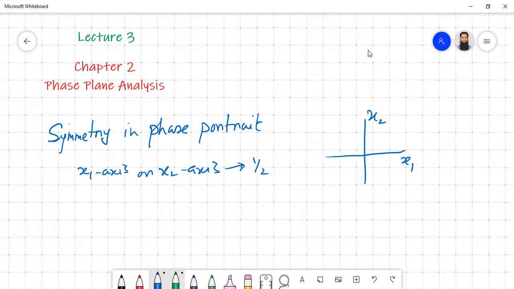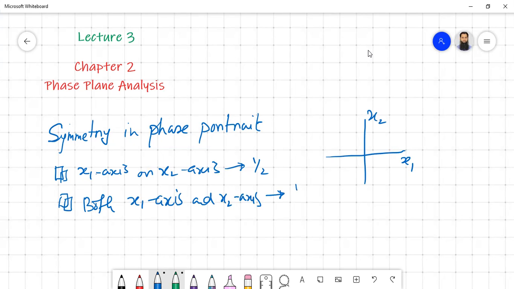And if it is symmetrical about both the axes, both the x1 axis as well as the x2 axis, in that case, a quarter of the phase portrait will give you the full picture. So that is why it's better to go for the symmetrical properties if possible.